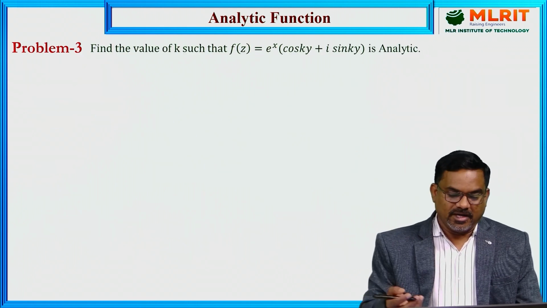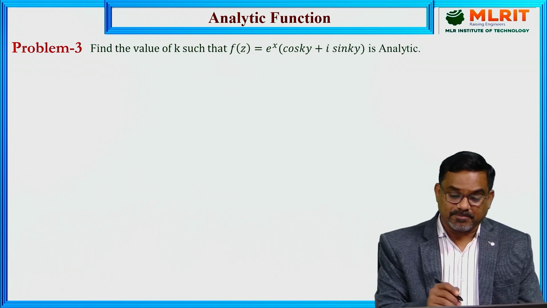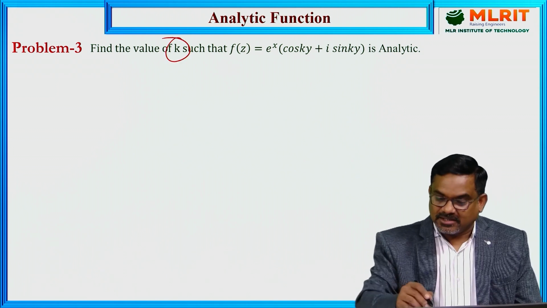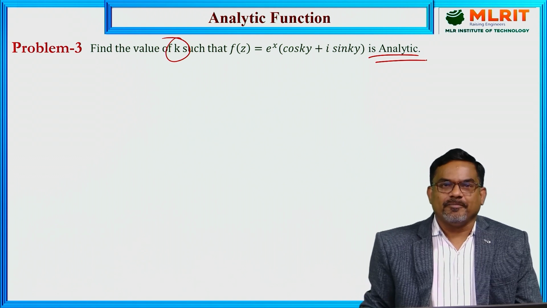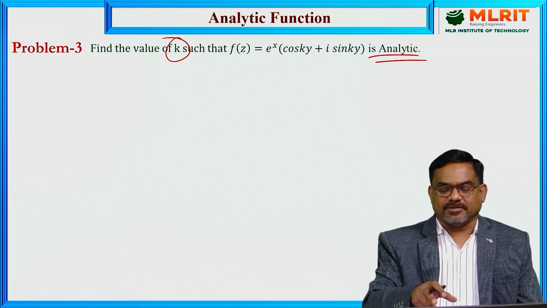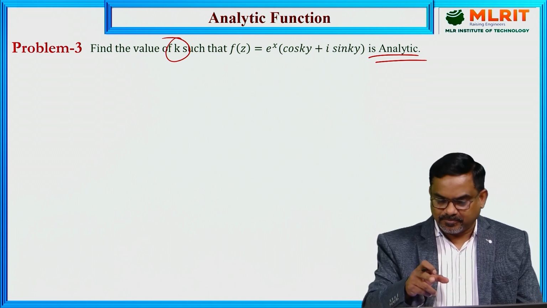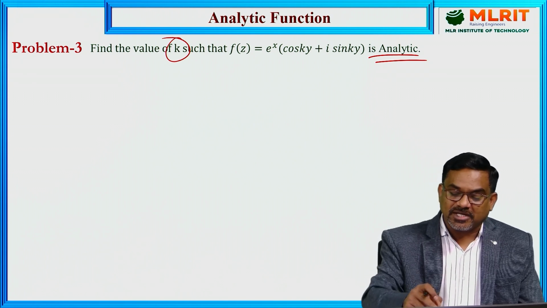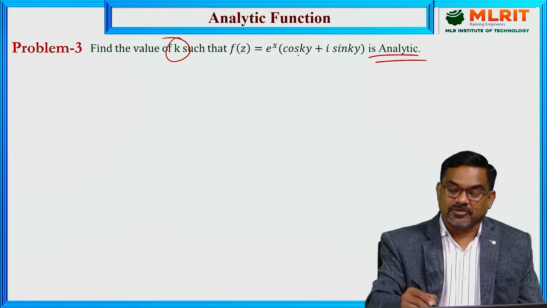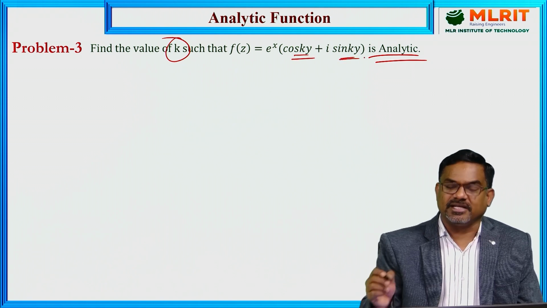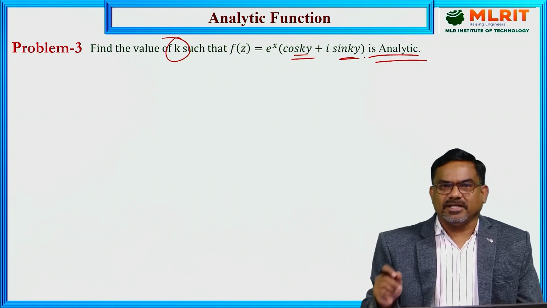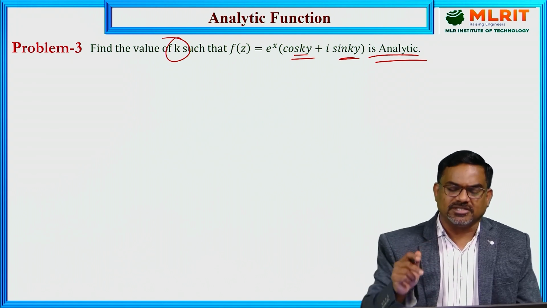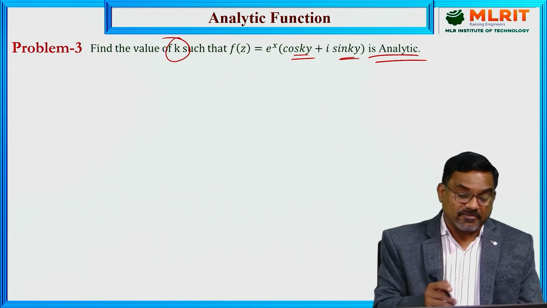And here there is another problem similar to the previous, but here the problem is to find the value of k such that the function is analytic. So it's not necessary to prove that the given function is analytic. Here the function is having an unknown k. So you see here k cos ky and sin ky. So we need to find the value of k such that the function is analytic. Under the assumption that the function is analytic, we need to find the value of k.